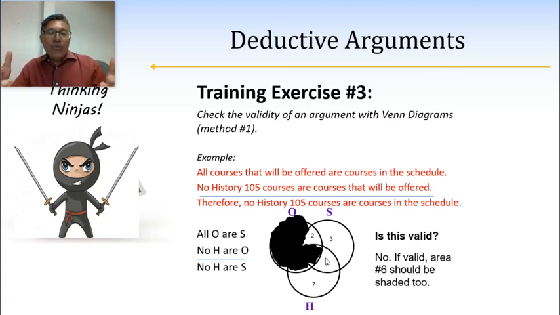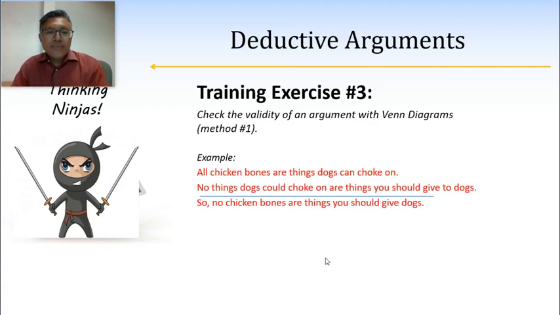Can you see how we can be fooled based upon the premises given in the original argument to think, oh, okay, maybe it's true then that there are no History 105 courses in the schedule, when in fact that's not what the premises tell us, right? So drawing it in this way graphically can make it a little bit clearer when an argument is actually deductive, when the conclusion really has to be true given the premises. Let's take a look at one more example.